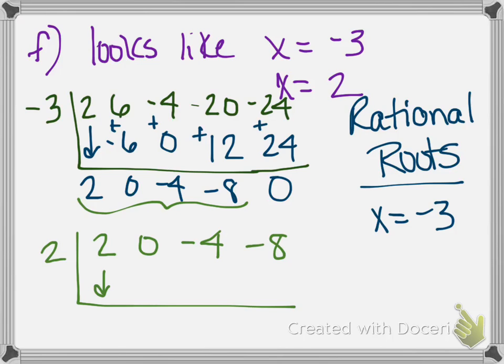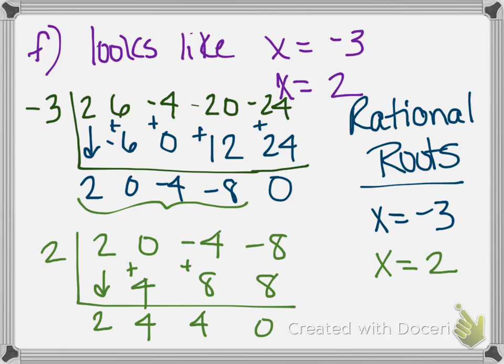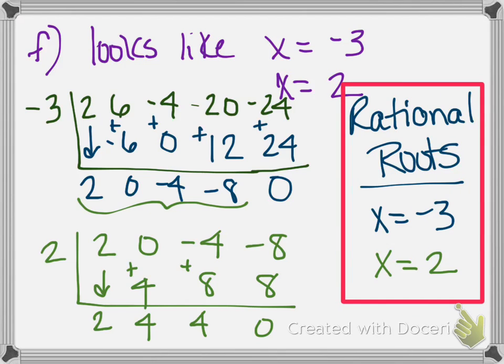So I drop this down. 2 times 2 is 4. Add, 4. Multiply, 8. Add, 4. Multiply, 8. Add, 0. Excellent. So our other root is definitely x equals 2. And here's my answer for part F, or part B.